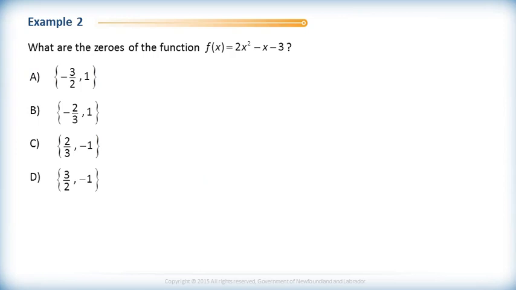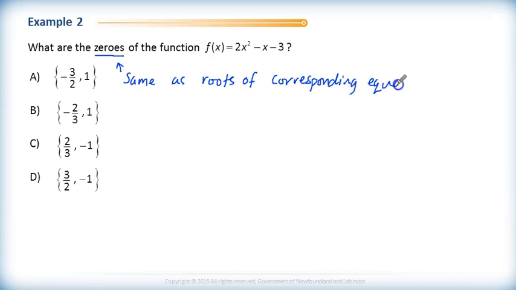Example 2 asks us to find the zeros of this function, f of x equals 2x squared minus x minus 3. Now the zeros of the function are the same as the roots of the corresponding equation. So we have 2x squared minus x minus 3 equals 0. We factor. Now, to get a 2x squared, I'm going to need to have a 2x and an x at the beginnings of my brackets.